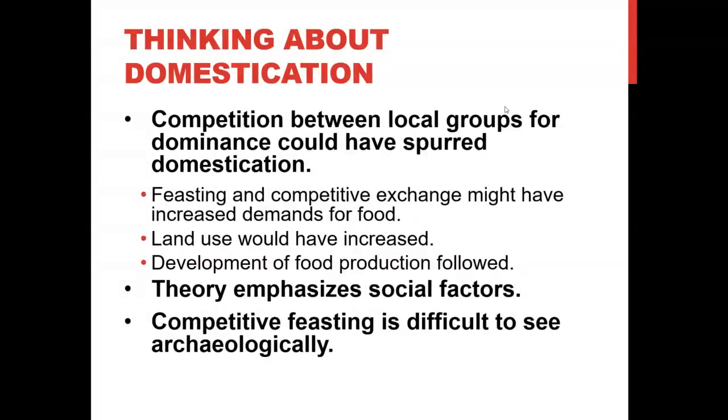Okay. Another theory is that competition between local groups with dominance could have spurred domestication, right? Feasting and competitive exchange might have increased via demands for food. Land use would have increased, and development of food production followed. This theory emphasizes social factors. Competitive feasting is obviously difficult to see archaeologically. So basically, with this example, it's just two societies flexing on each other. Be like, yo, you just had a feast, I'm gonna have a feast too. And eventually, you had so many feasts that you're like, shoot, I need some more food. And it's not that much food over here to hunt or gather, so I got to find a different way to get food. Oh wait, let's domesticate food.